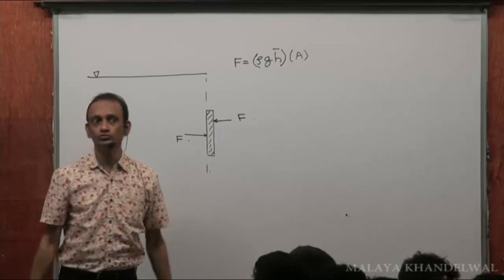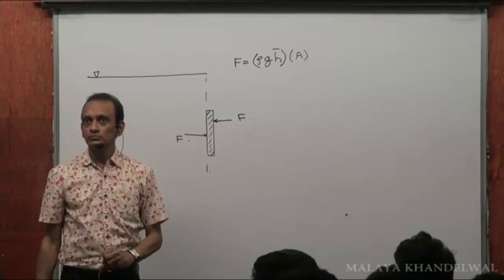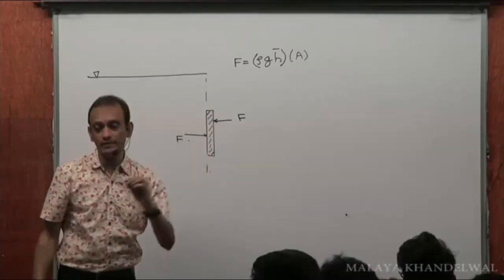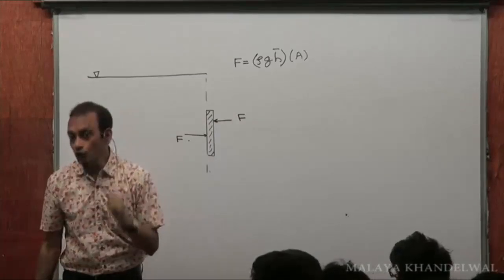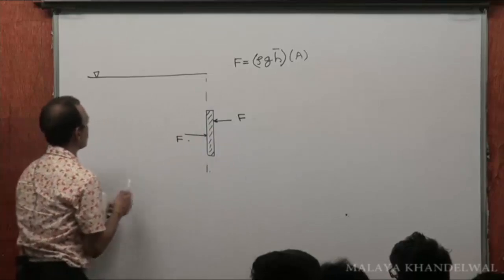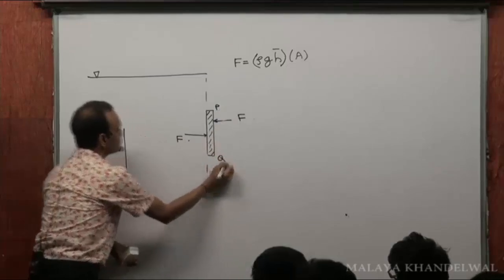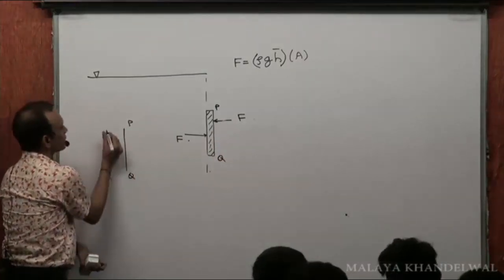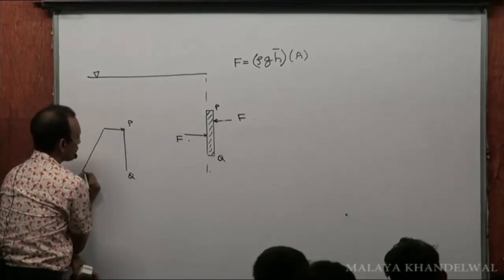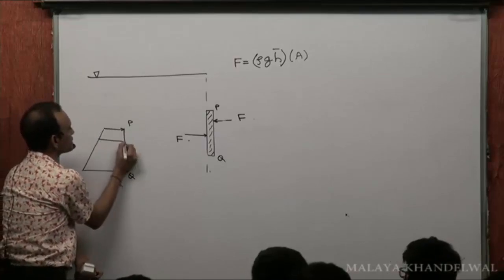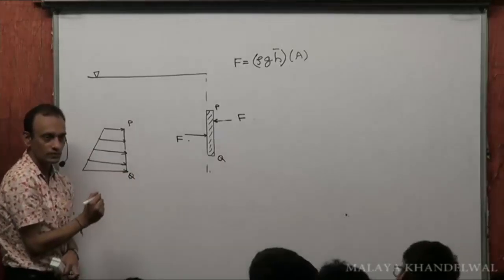I should also know where this entire force could be imagined to be acting. From a rotational perspective, after all, on this submerged surface PQ, this was my pressure diagram. Pressure increased linearly from P to Q. This is what happened. This is my pressure diagram. Yes or no?